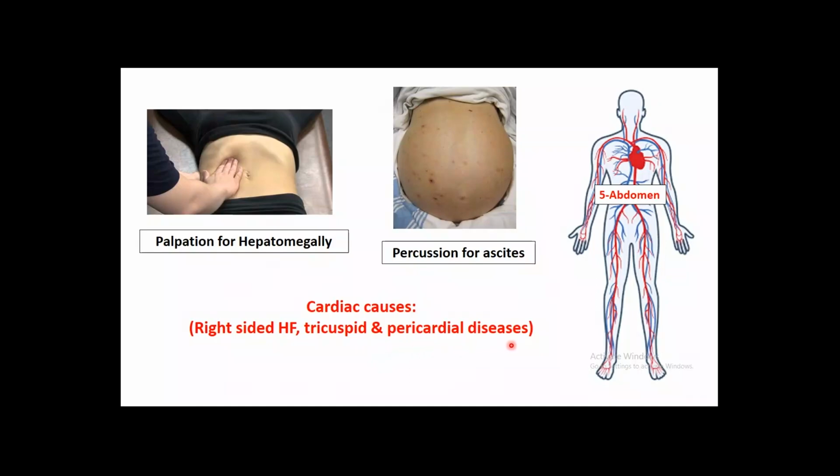And here is an important clinical point. If the patient gives the sequence of marked abdominal distension followed by lower limb edema, this is called ascites praecox. That means ascites occurs before lower limb edema. This is a little bit pathognomonic for pericardial disease or tricuspid stenosis.